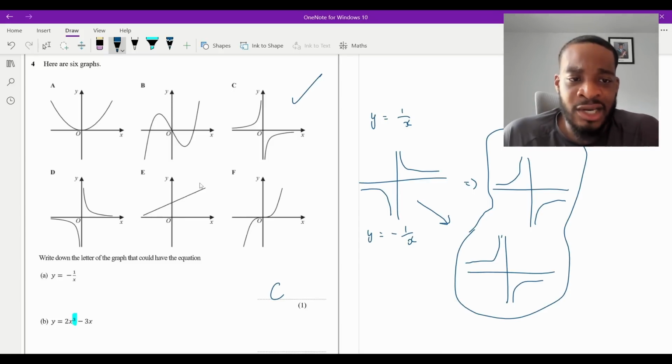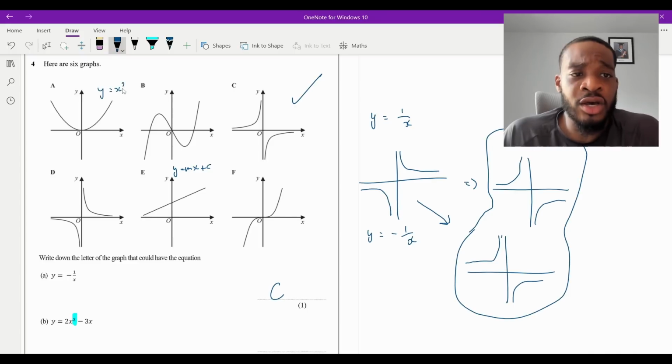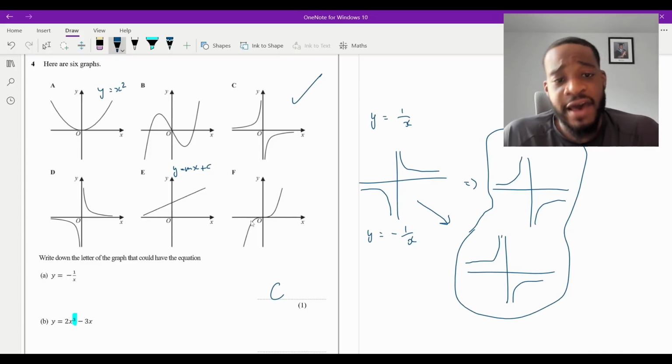This one here is a line, right? So this is going to be in the form of y equals mx plus c. And this one here, part A, you should know that this here is a quadratic. This is y equals x squared. So it's either going to be B or F, right? Now, what do we do from here? Well, if I inspect F, right? Well, this is another one you should know. This is just y equals x cubed.